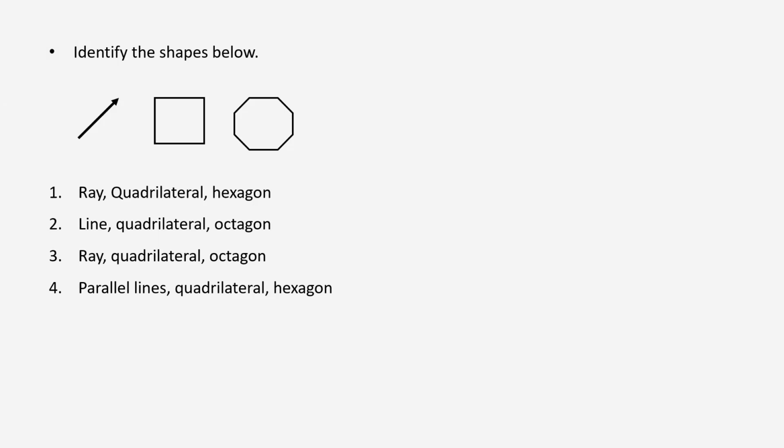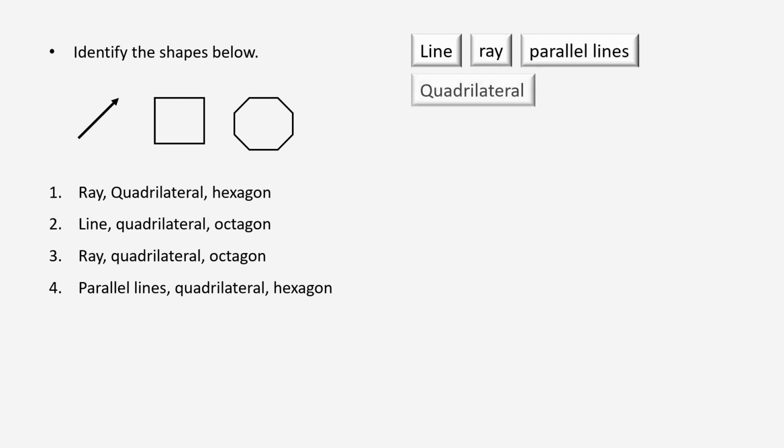This problem is, identify the shapes below. There are 3 shapes below. The first one is an arrow shape, the second and the third are polygons. There are various names in the following: line, ray, parallel lines, quadrilateral, hexagon, octagon. Let's start by looking at them one by one.